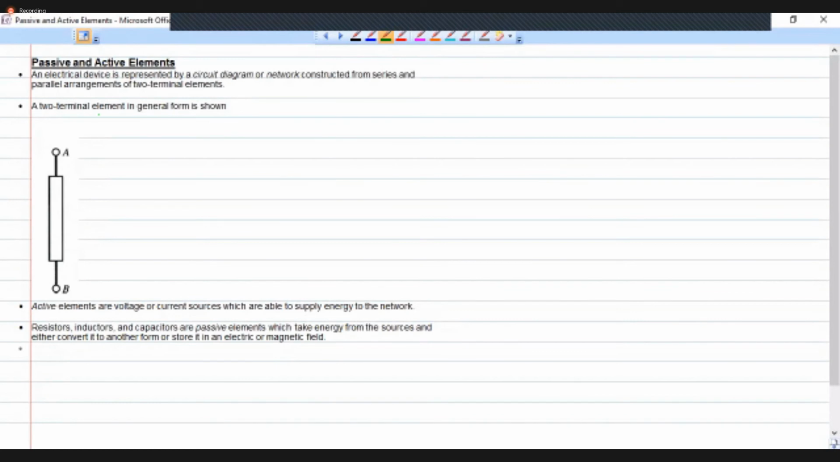They return the power. So an electrical device is represented by a circuit diagram or network constituted from series and parallel arrangement of two terminal elements. By two terminal elements, what do we mean? It means this. So the general symbol of a passive element is like this. This element can represent a resistor R, an inductor L, or a capacitor C. So generally we can draw like this. This could be a combination of these resistors, inductors, etc., in which case we call it the impedance. Okay.